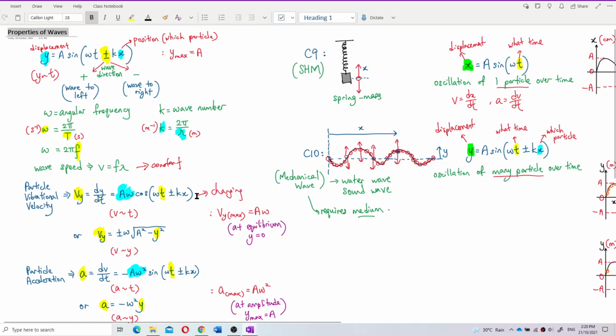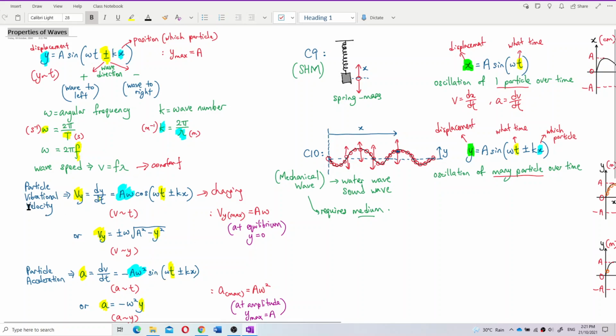This is just like simple harmonic motion last time. But for this chapter, we have an additional plus minus kx. The structure is almost the same. The front is a omega like before. You see, displacement is a, velocity maximum is a omega, acceleration maximum is a omega square. So it's the same as simple harmonic motion before.